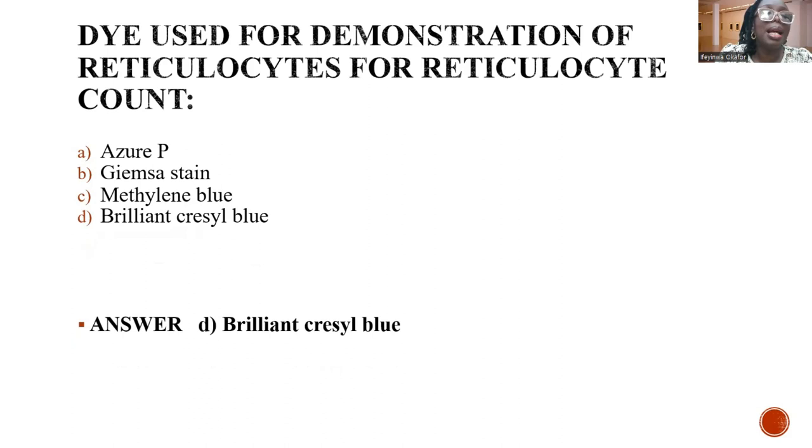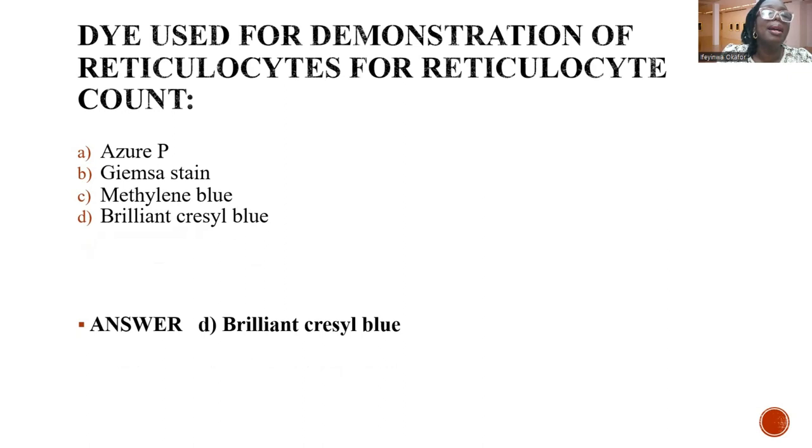Dye used for demonstration of reticulocytes for reticulocyte counts is azopin, Jimson stain, methylene blue, brilliant cresyl blue. Answer is D, brilliant cresyl blue is used for reticulocyte counts.